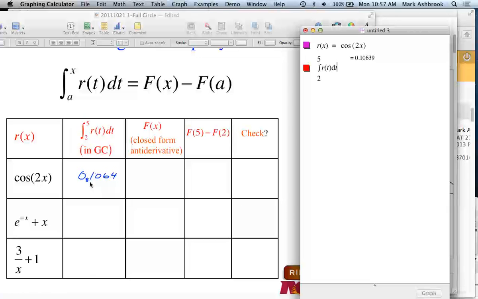Okay, so now how are we going to do this? We're checking the fundamental theorem, and we're checking this property. We're solving for the left side using the graphing calculator, open form, and then we're going to solve using the right side. So how do we check, and how do we solve the right side of this property? What do we need?